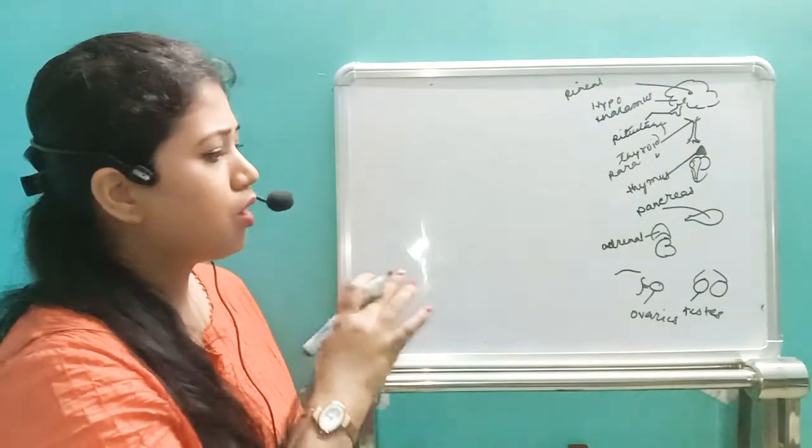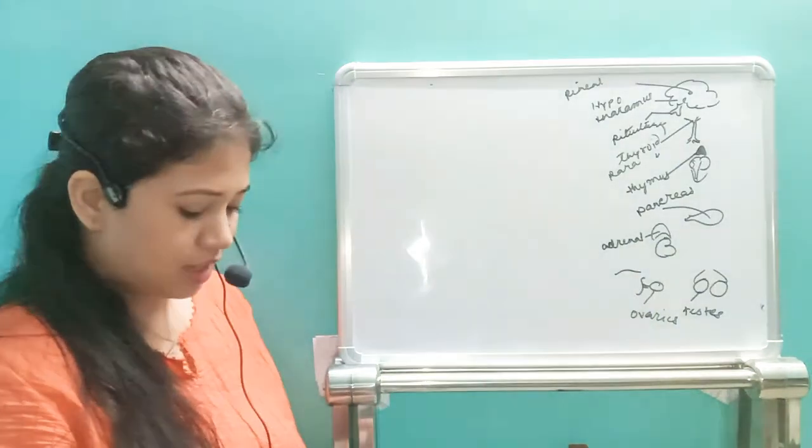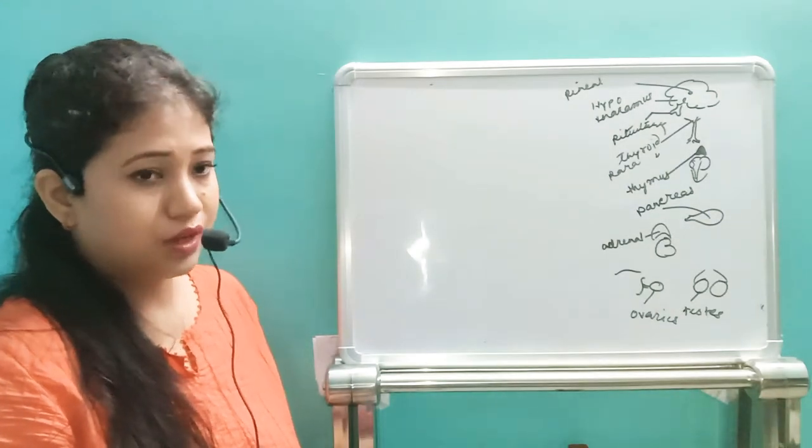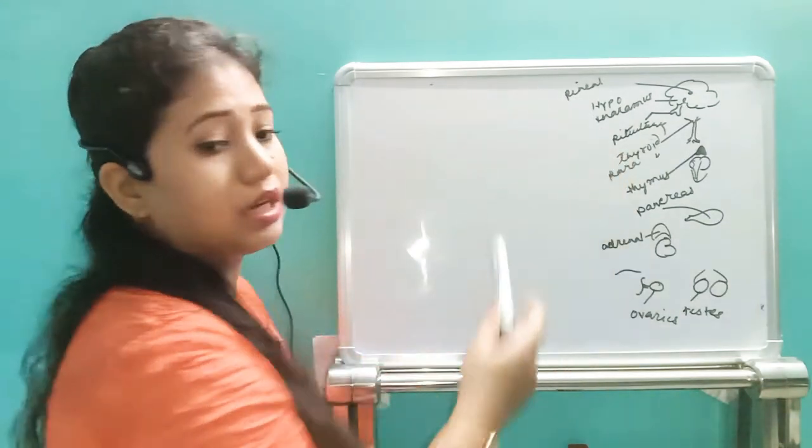Just remember, how many endocrine glands do we have here? Nine endocrine glands. What are they? First of all, the pineal gland.